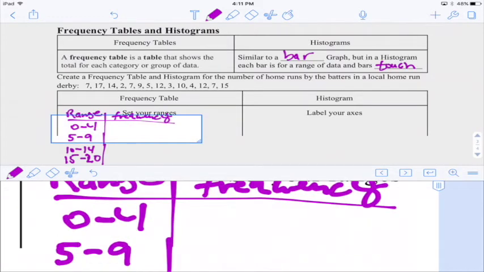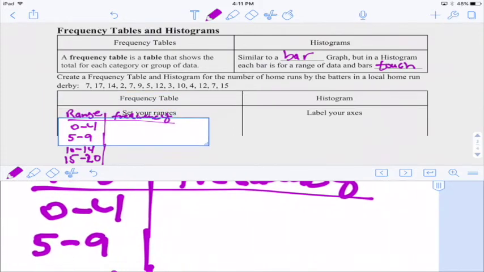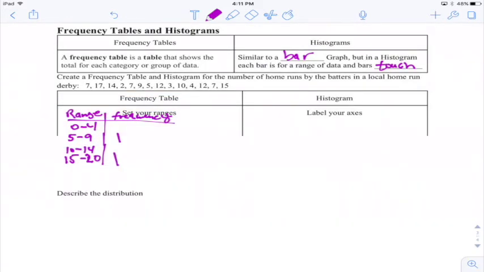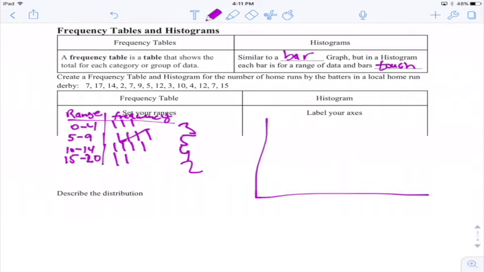A nice way to do this is just use the tally mark. So I have 7, 17, 14, 2, 7, 9. So we have 3, 5, 4, and 2. So when I draw my histogram, I have my ranges. I have 0, 5, 10, 15, and don't think too hard about this. And then my frequencies.